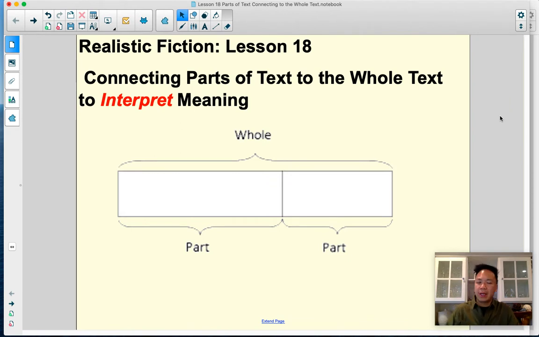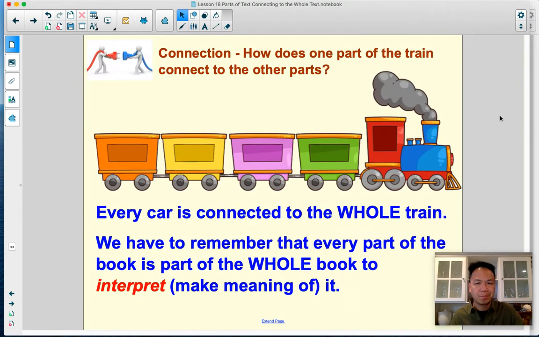Mr. Taha here, and we're looking at realistic fiction lesson number 18, where we connect parts of text to the whole text to interpret meaning. And there's that word again, interpret. That is the big fourth grade skill for this unit. It's how to make meaning of books by looking at them a little bit more deeply.